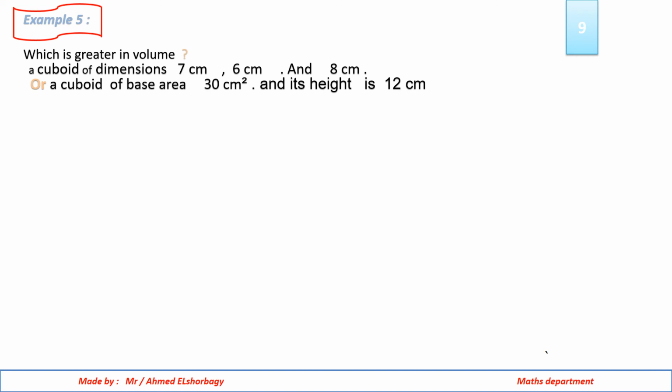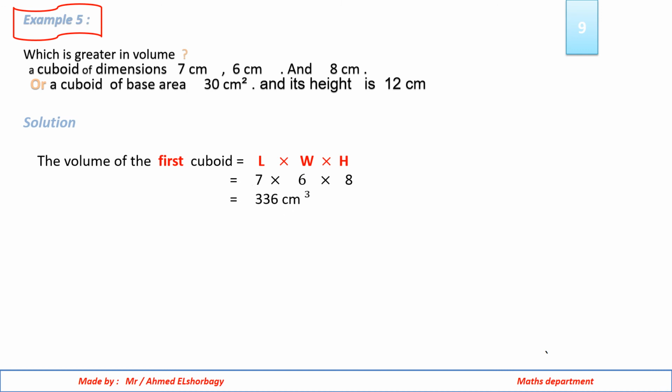Example number 5. Which is greater in volume? A cuboid of dimensions 7 centimeters, 6 centimeters, and 8 centimeters, or a cuboid of base area 30 square centimeters and its height is 12 centimeters. We have two volumes. So the first volume of the cuboid equals length times width times the height, because we have 3 dimensions, length and width and the height. So 7 times 6 times 8, the product is 336 cubic centimeters.